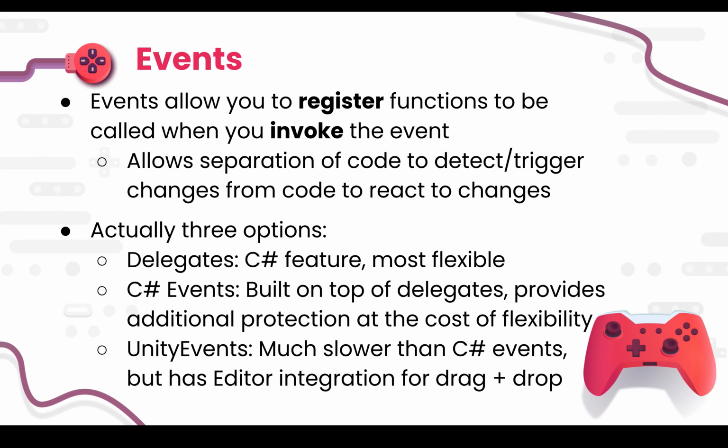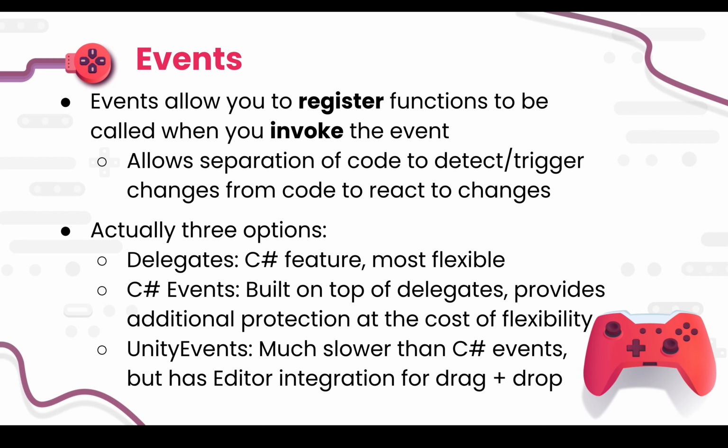In terms of Unity programming, there's actually 3 different options for your events. The first option is delegates, which are a C# feature. Delegates are the most flexible of our 3 options, but they're also the most dangerous because they let you do things that may not be what you want to do. For example, in our newspaper example, if you use a delegate, you could overwrite the list of people who are subscribed to your newspaper, which is sometimes what you want to do, but not most of the time.